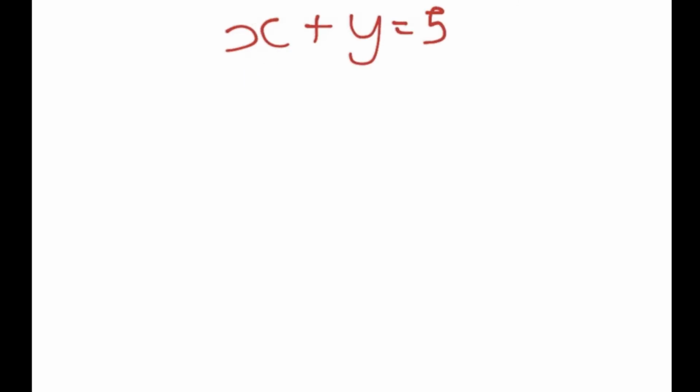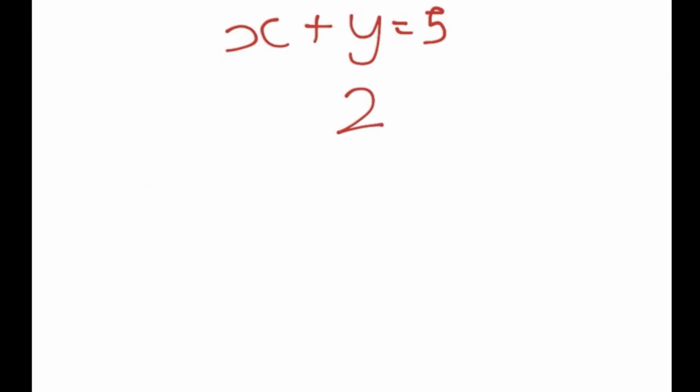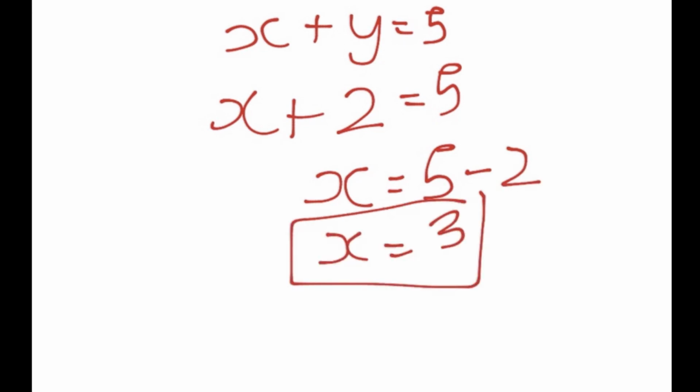I'm going to sub in the answer to y, which is 2. So I'm going to put that in there. And we end up with x plus 2 equals 5. And to find what x is, we literally just do 5 minus 2, and the answer is 3. And there we have it. That's solved.